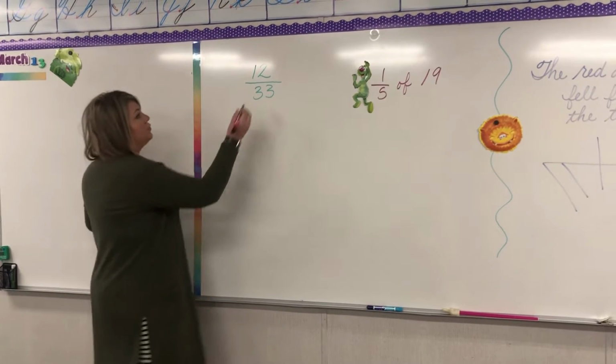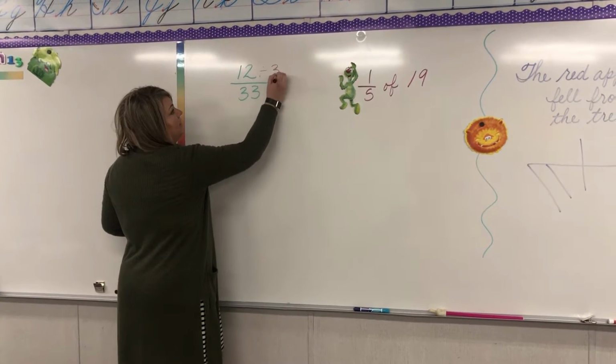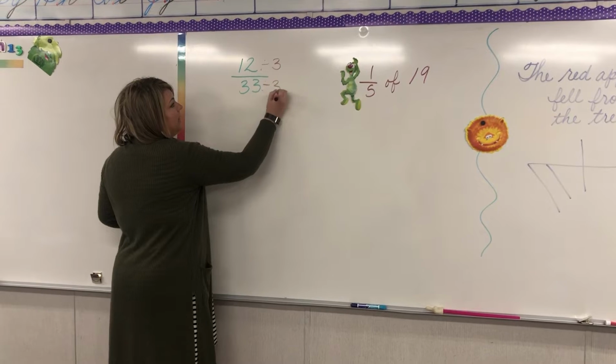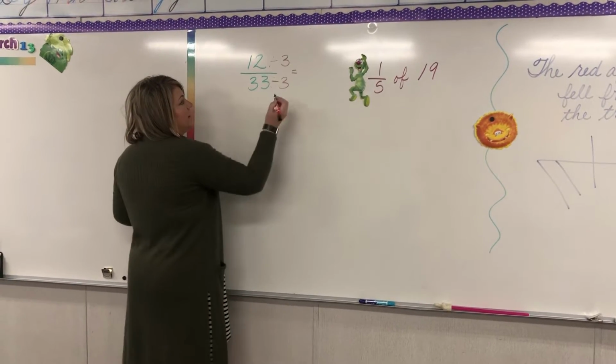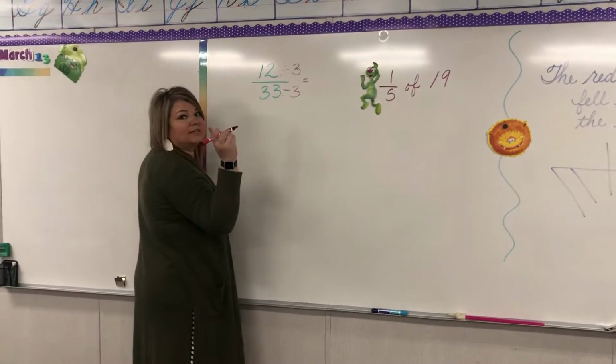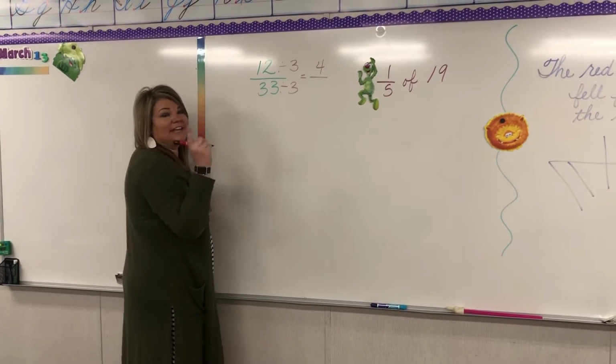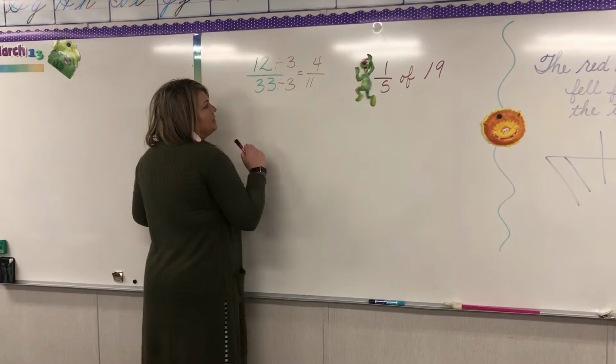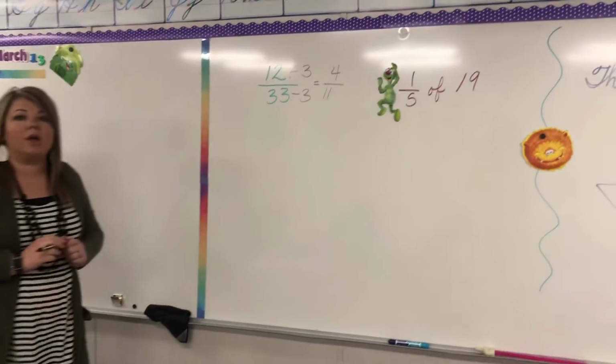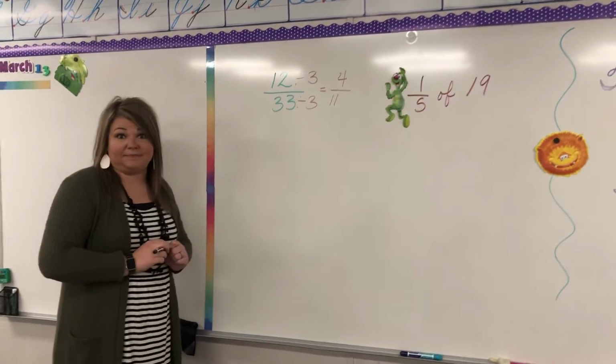So we take 12 divided by 3 and 33 divided by 3. And we get our answer. 12 divided by 3 is, I'm sure you said it at home, 4. And 33 divided by 3 is 11. And so our reduced fraction would be 4 over 11.